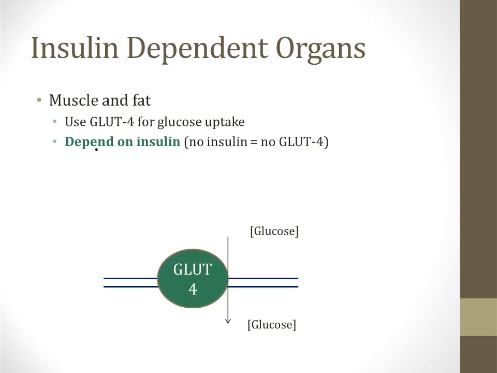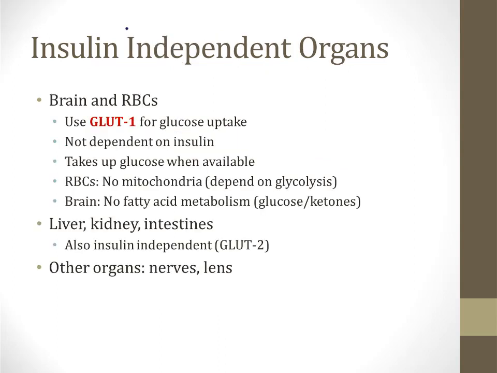You should know that muscle and fat are referred to as insulin-dependent organs or insulin-dependent tissues. That's because cells of your muscle and fatty tissue use GLUT4 for glucose uptake. Therefore, they depend on insulin. If there's no insulin around, there will be no GLUT4 on the surface of these cells, and they won't be able to take up glucose. Many other organs and tissues are called insulin independent.